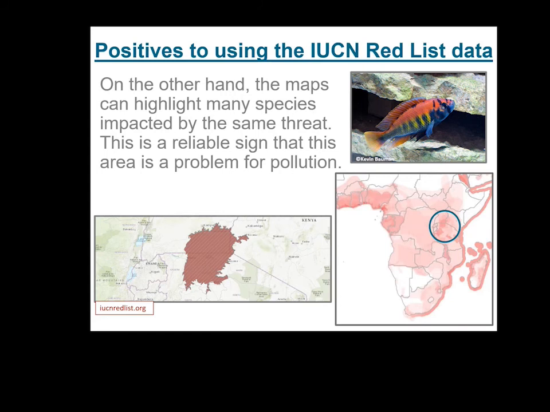Many of these species rely on visual cues for their breeding, and so they are threatened by the heavy levels of sedimentation. By overlaying all the species threatened by sedimentation in the map, we can actually see that Lake Victoria starts to stand out and show up as a real problem area.